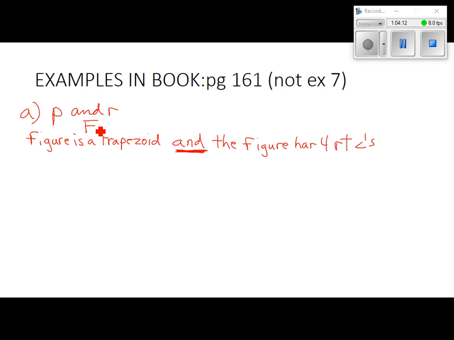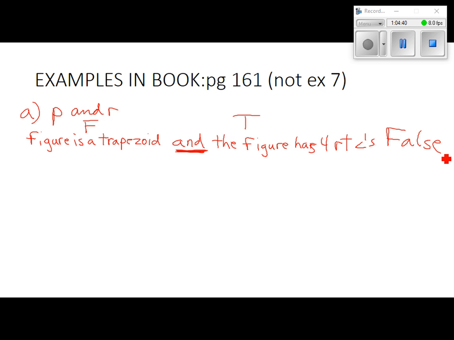The figure has 4 right angles. That is true. So is this whole statement true or false? False. Does everybody see what you're going to have to do on those? So it's not P and R, they tell you a statement for P, they tell you a statement for R, and you've got to write it out as a sentence. And then you're going to tell whether that whole thing is true or false.